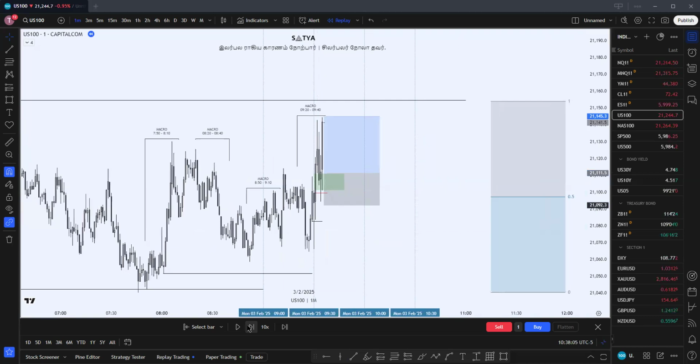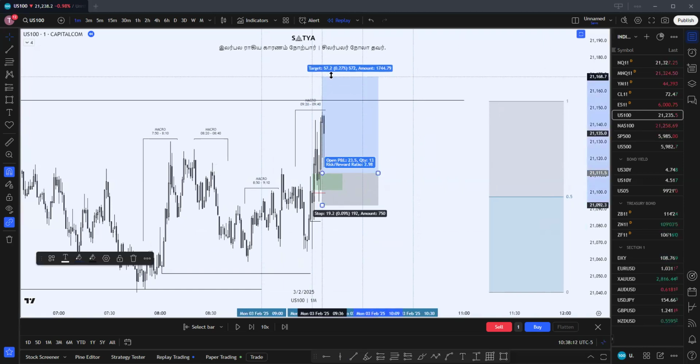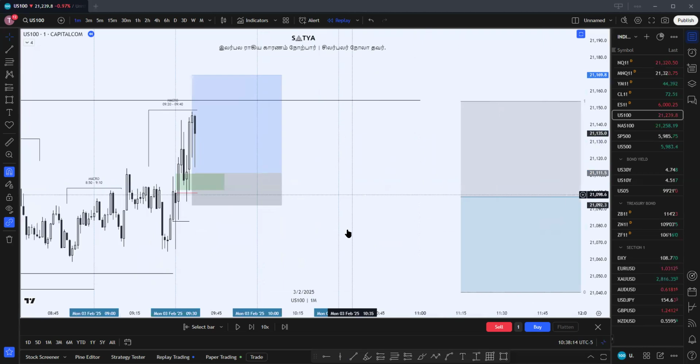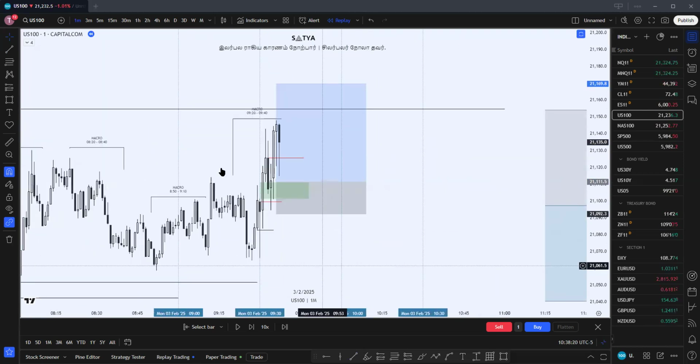See, there is no proper RR. Usually I trade 3R trades. At this time, see, these down close bars are holding the price.